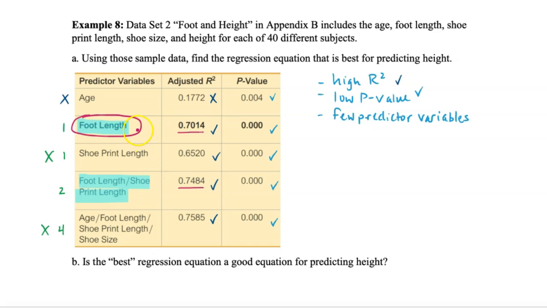Doesn't that make sense that foot length is better than age, shoe print length, foot length and shoe print length, or all of these things? So foot length is the best.